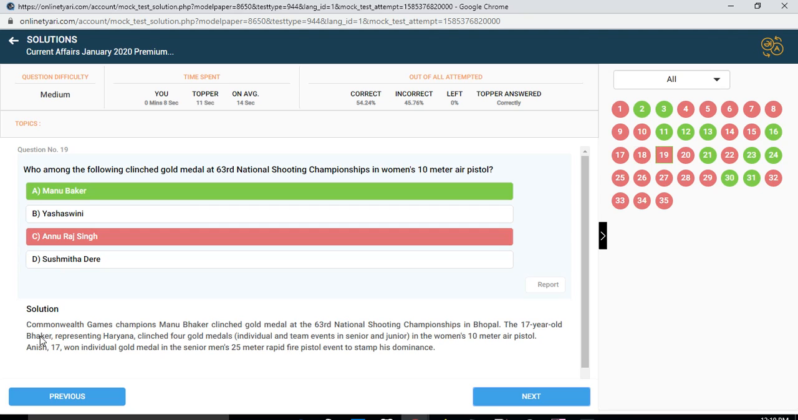Commonwealth Games champion Manu Bhaker clinches the gold medal at the 63rd National Shooting Championship in Bhopal. The 17 year old Bhaker represents Haryana and clinches 4 gold medals.